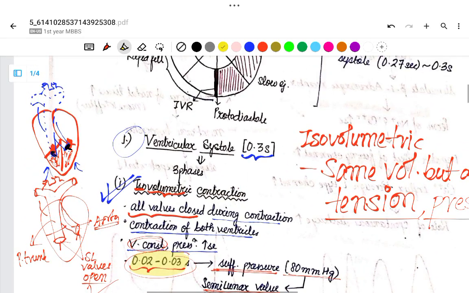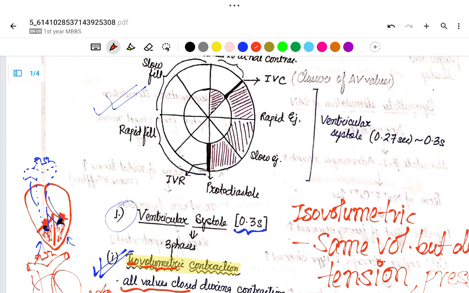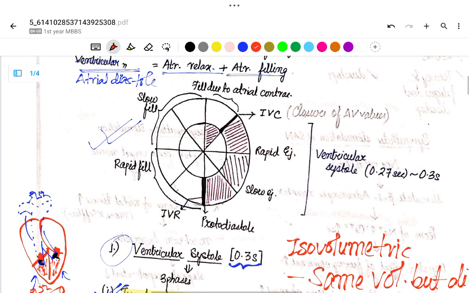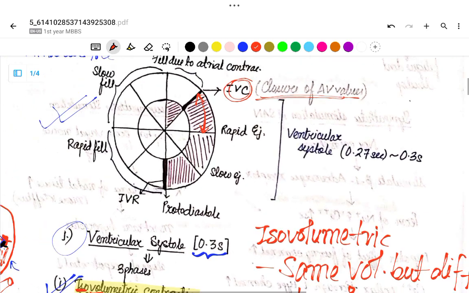So this is the first phase, the isovolumetric contraction. What happens? First of all, there is closure of the atrioventricular valves, and this part is the isovolumetric contraction. This is the ventricular systole. It is actually 0.27 seconds, but we approximate it as 0.3 seconds.